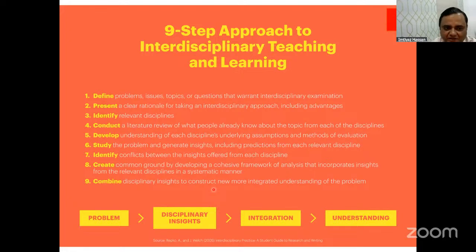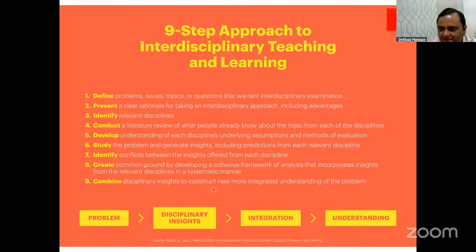First, you have to define the problem, issues, topics, or question that wants interdisciplinary examination. Present a clear rationale for taking the interdisciplinary approach. Identify relevant disciplines. Conduct a literature review. Develop the understanding. Study the problem. Identify the conflict between the different disciplines. Create a common ground. And then combine the interdisciplinary insights.